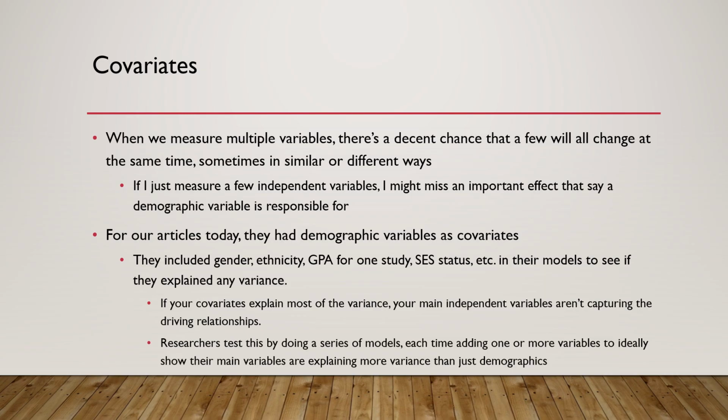So researchers can figure out if their variables might be covariates by doing a series of models. When you see the tables where there's model 1, model 2, model 3, and the numbers keep getting added on, that's them testing by adding a variable at a time to see how much it changes the explanatory power of the model. So you can essentially isolate what variables have the most effect on the data.